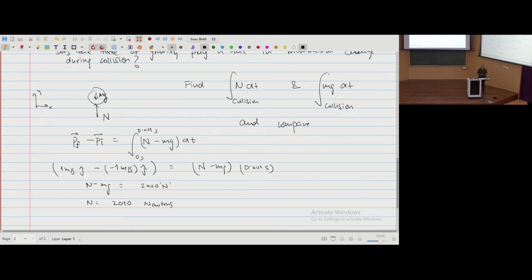A very small percentage, and that is the reason we usually neglect non-impulsive forces when doing the integral over a short period. But if you were doing this over a long period, mg will be acting throughout the long time period, but this normal reaction will only act for a short period. So then you will have to consider both.